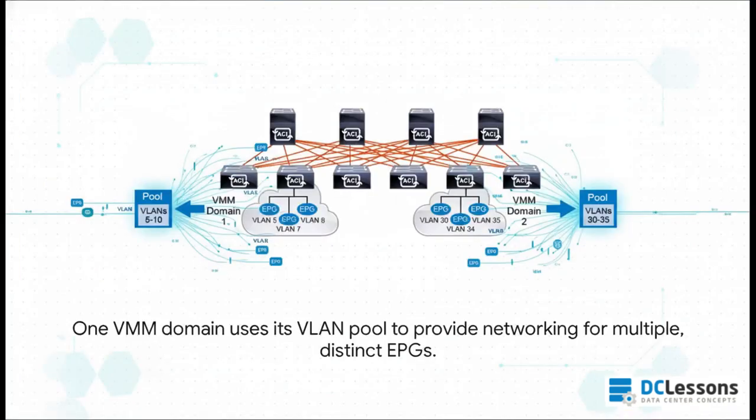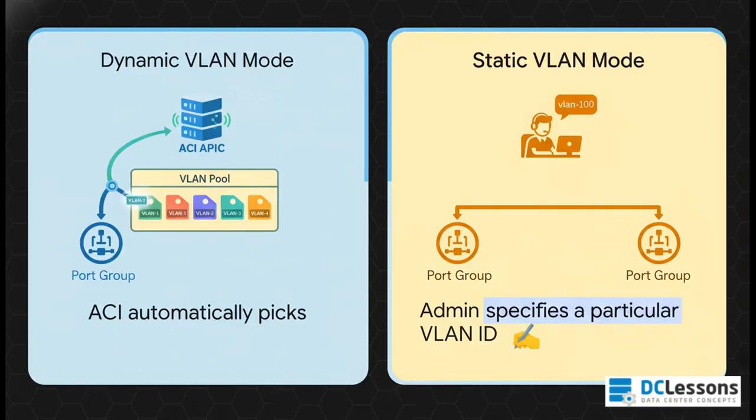Now this works the other way too. You can have just one VMM domain, one integration with vCenter, and it can serve up networking for tons of different applications. Every time you associate a new EPG, like your web EPG or your app EPG or your DB EPG, the APIC just dips into that VLAN pool, grabs the next available number, and creates the port group. It's just so efficient.